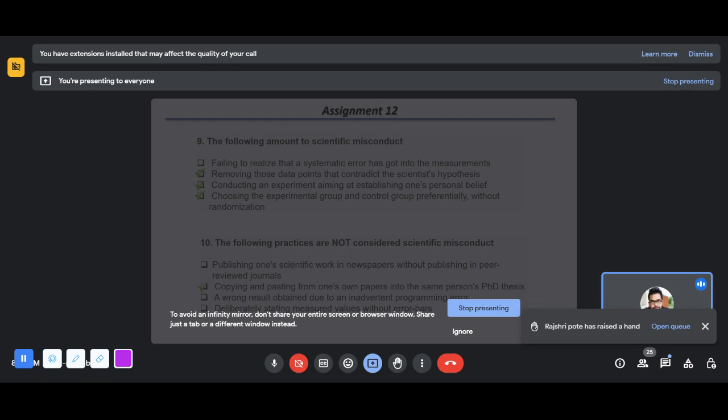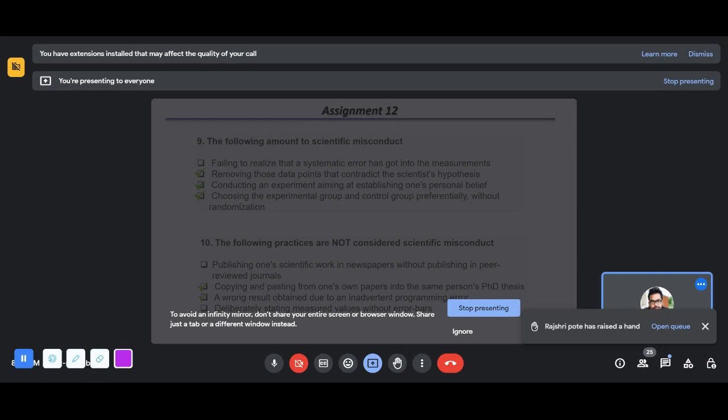The second one is copying and pasting from one's own paper into the same person's PhD thesis. That is not misconduct. You can take exactly the same thing from your published paper, because you are the first author, so that is your published work, and you can directly copy and paste it into your PhD thesis. That is not scientific misconduct.